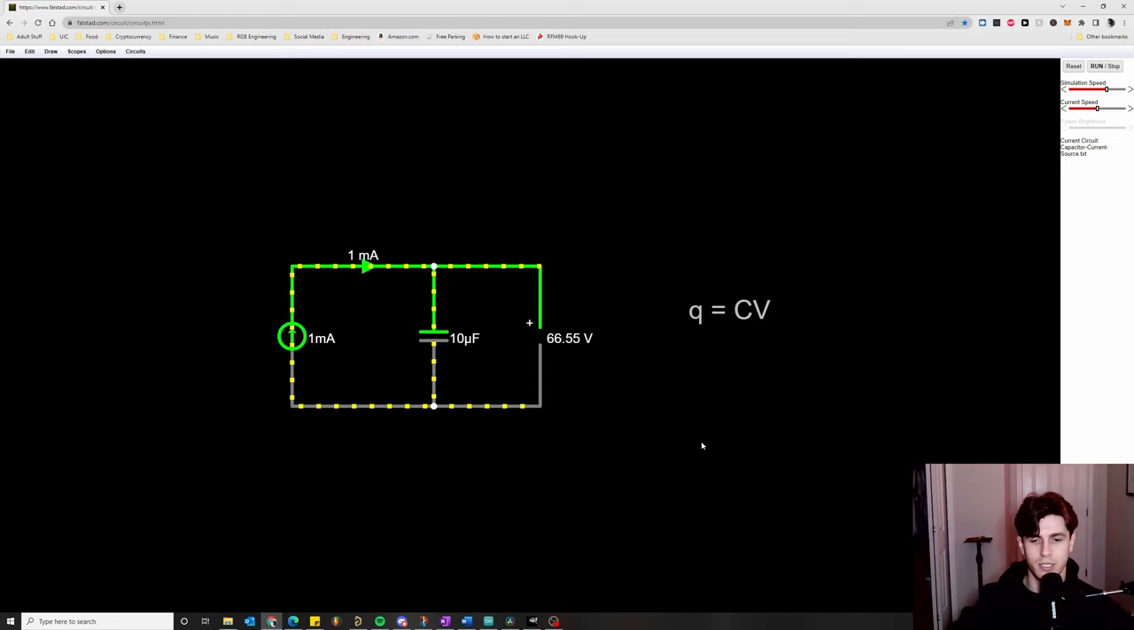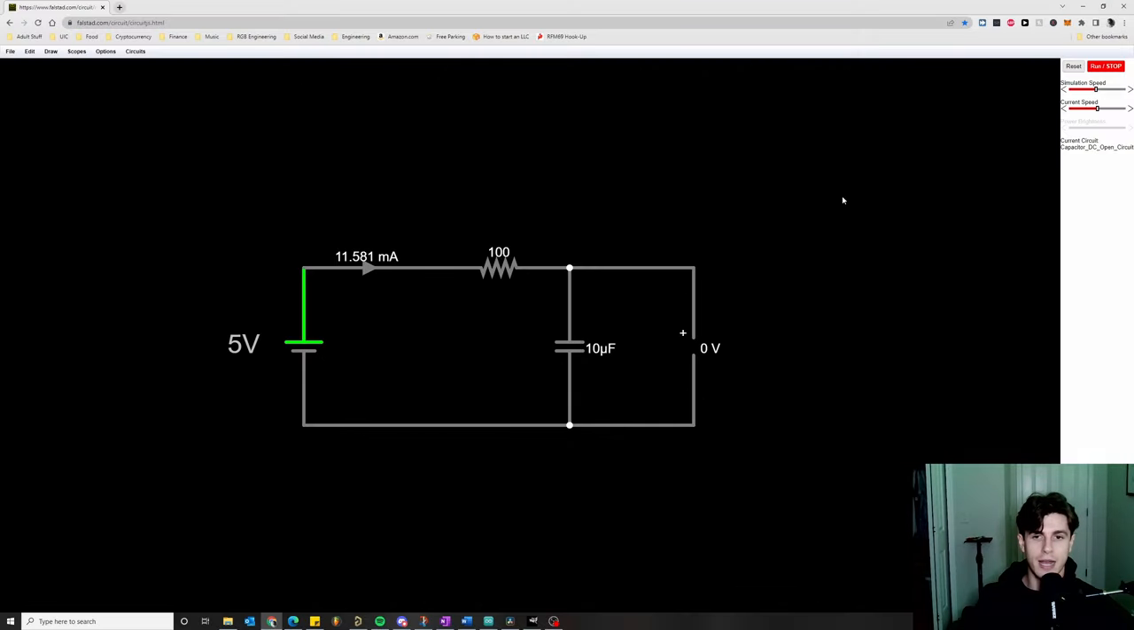Common capacitance ranges that you'll see in real life are in the picofarads all the way up to the microfarads range. You can definitely go higher than that, but the most common range is picofarads to microfarads. A capacitor acts like an open circuit to a DC voltage source.